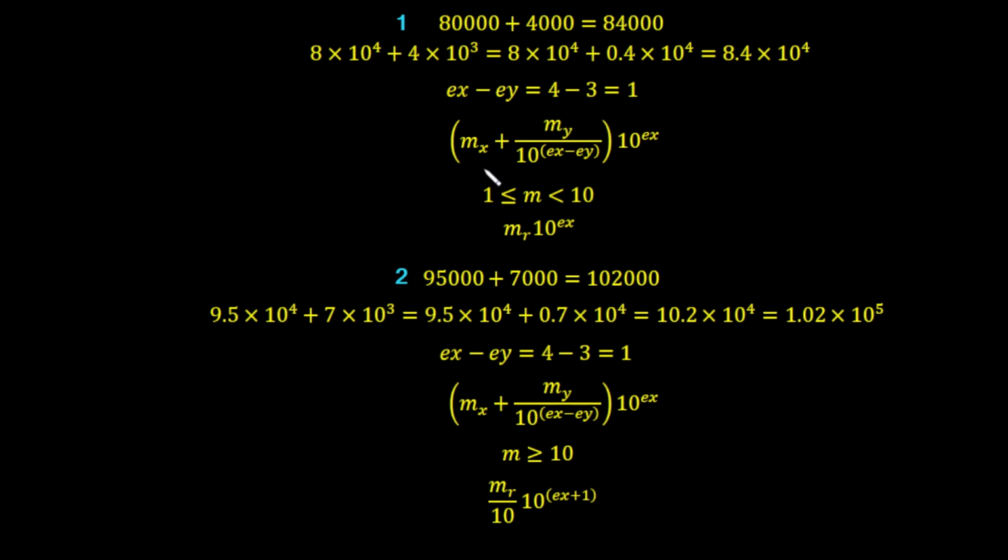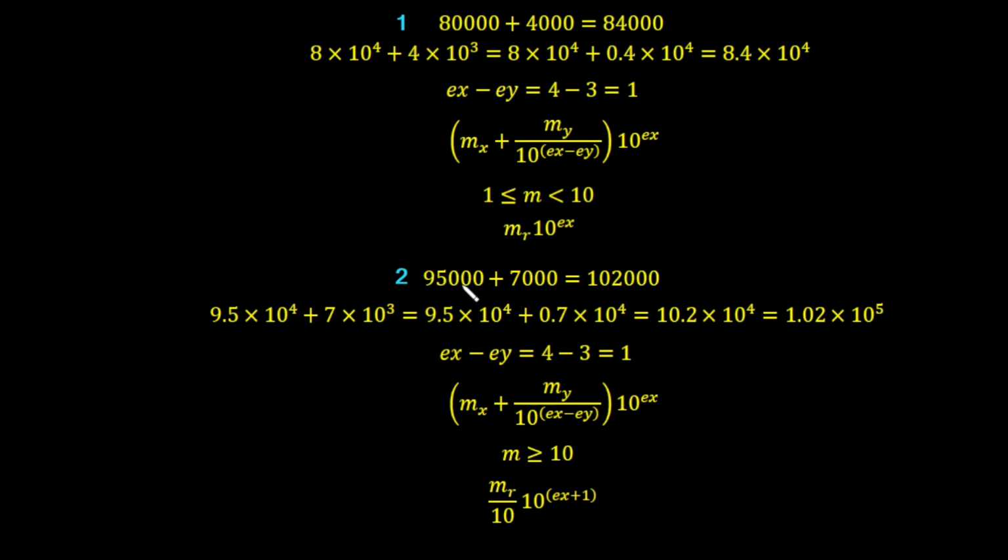Now whenever we look at this here, the value of our mantissa is going to be greater than or equal to 1 and less than a value of 10. So it means that the result here can just be written as m result, which is whatever this number is, times 10 to the power of our exponent value for x. So that's a straightforward calculation.